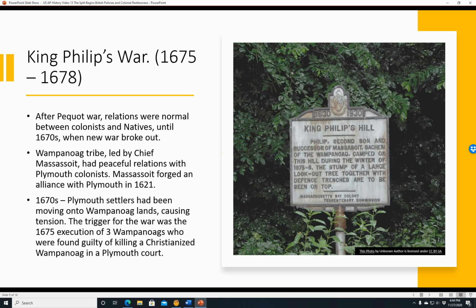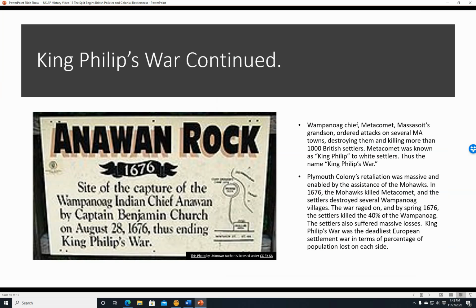The trigger for the war was the 1675 execution of 3 Wampanoags who were found guilty of killing a Christianized, assimilated Wampanoag in a Plymouth court. So obviously, since a Christianized Wampanoag is almost kind of a white settler, the white settlers did not take very kindly to that and convicted the 3 people who they figured committed that murder and had them executed. So that annoyed the Wampanoag, and we'll see what happened here. So, the Wampanoag chief Metacomet, Massasoit's grandson, ordered attacks on several Massachusetts towns.